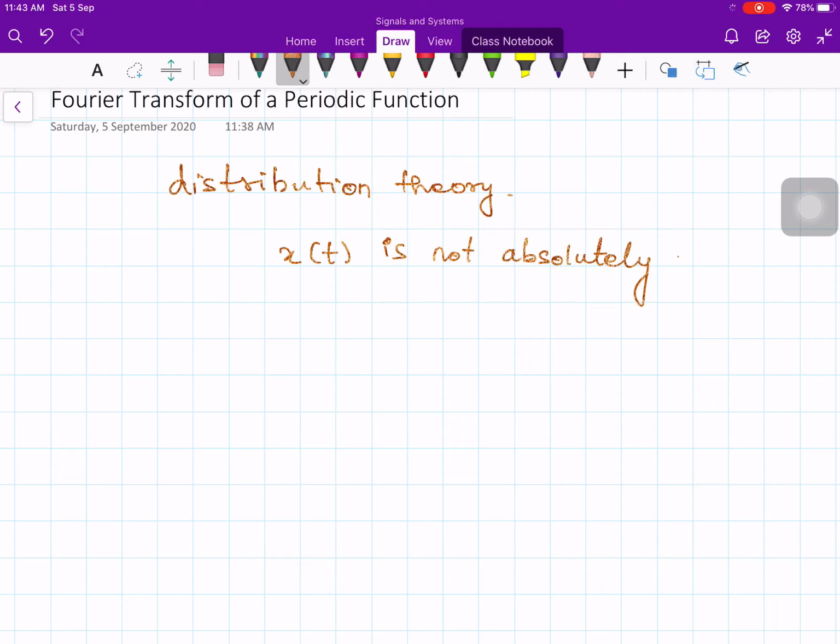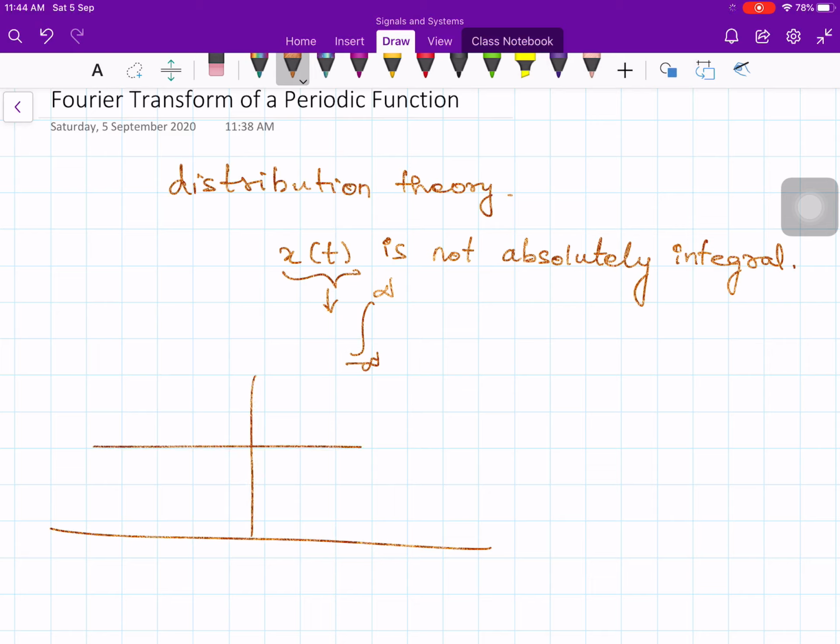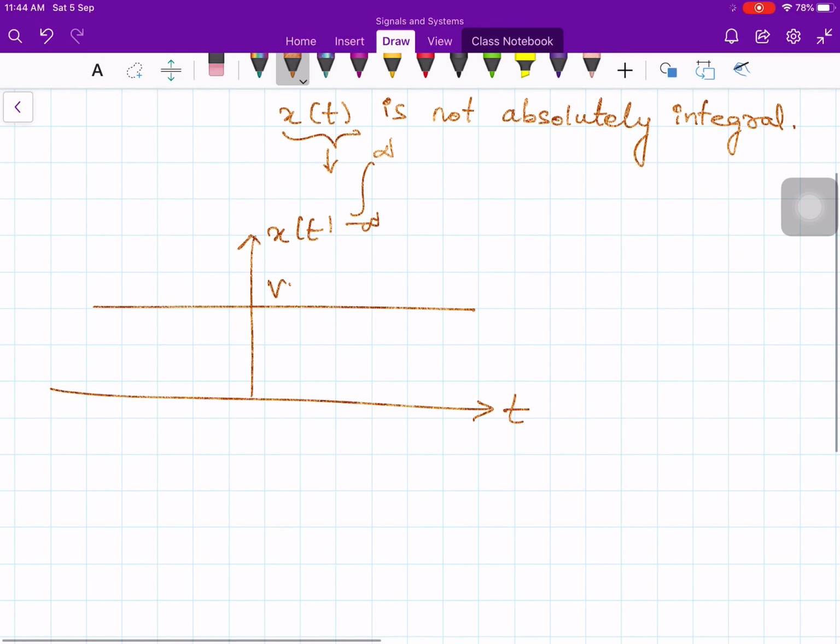So in such a case, how do we find the Fourier transform of such a function? x of t is not absolutely integrable over the infinite range minus infinity to plus infinity. To start with, we took the case of a pure DC. Pure DC means the voltage is constant over the infinite duration t, and this voltage is V volts. Let me denote this by x of t, or let me say V is equal to 1 volt. Mathematically, this x of t is equal to 1 volt.